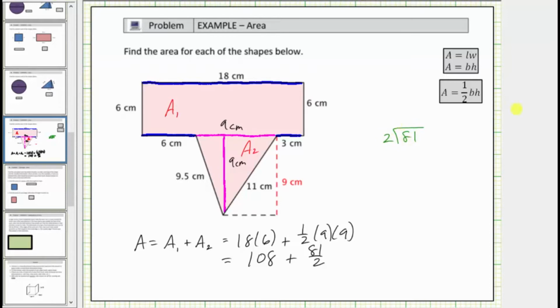We first ask how many 2's in 8, which is 4. 4 times 2 is 8. We subtract. The difference is 0. Bring down the 1. Ask how many 2's in 1, which is 0. 0 times 2 is 0. We subtract. The difference is 1.